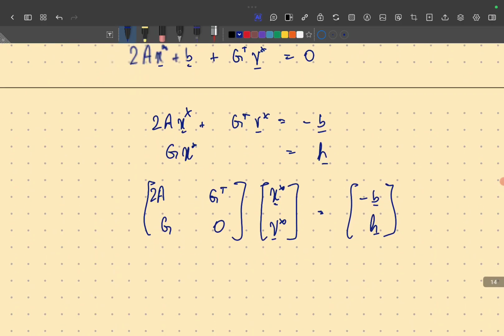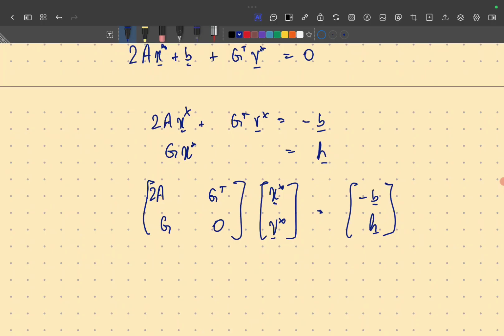And what are the dimensions of this big matrix? n plus D by n plus D. Right. So if this n plus D by n plus D matrix is invertible, then go ahead, just invert the matrix and you get your solution.